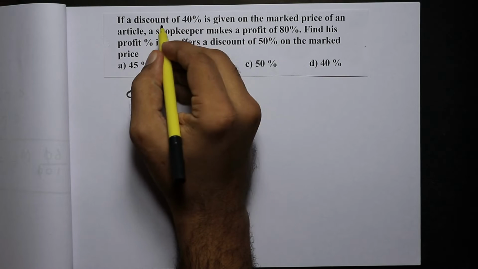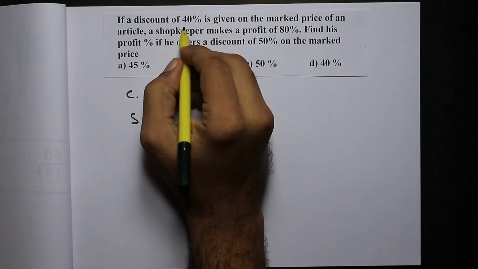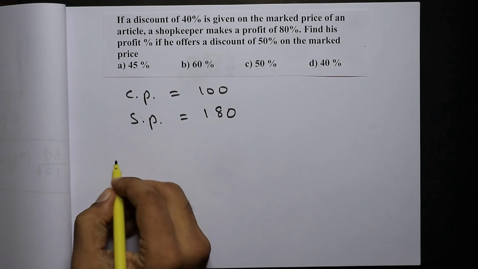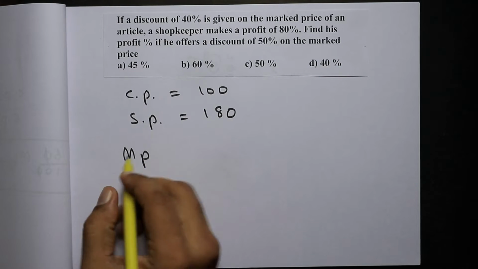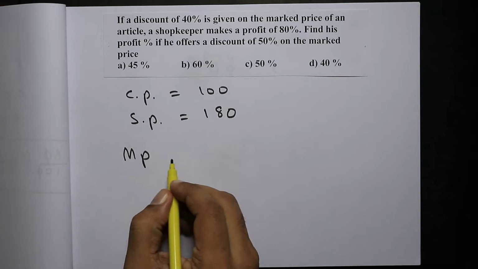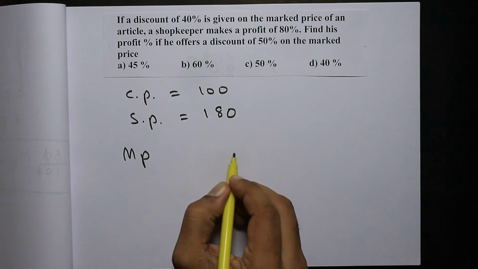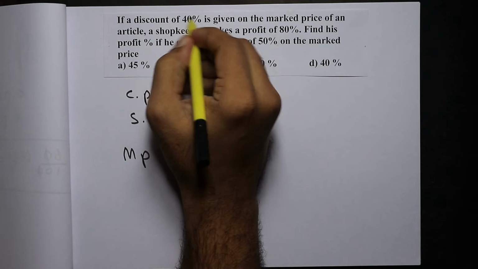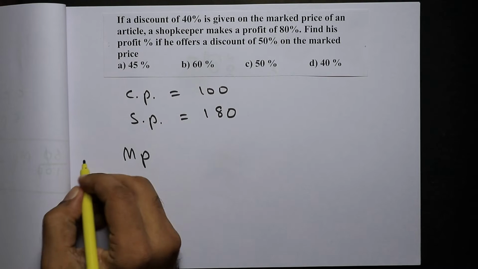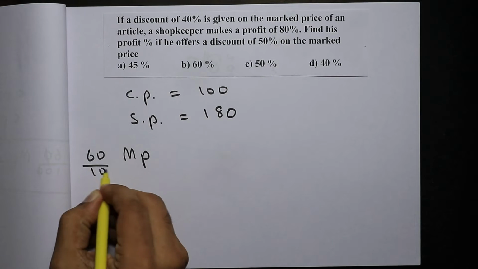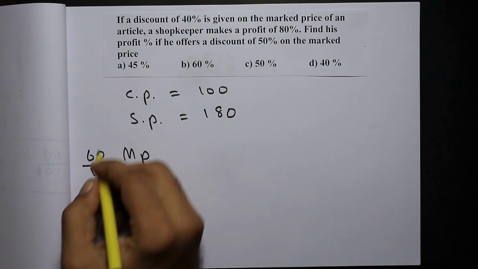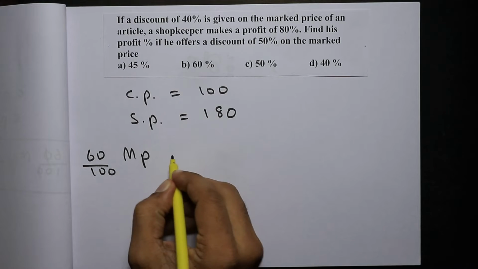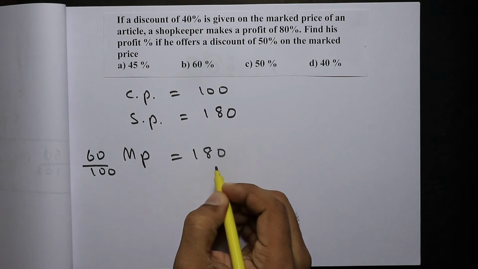Now let us form the equation using this. He is giving a 40% discount on the marked price. Mark price, I'll just mark it as MP. Mark price is the MRP, that is the price that is marked on the objects on sale. Now on the mark price he is giving a 40% discount, which means that he will get only 60% of the mark price because there is a 40% discount. So he'll get 60% of the mark price, and what he should get is 180.